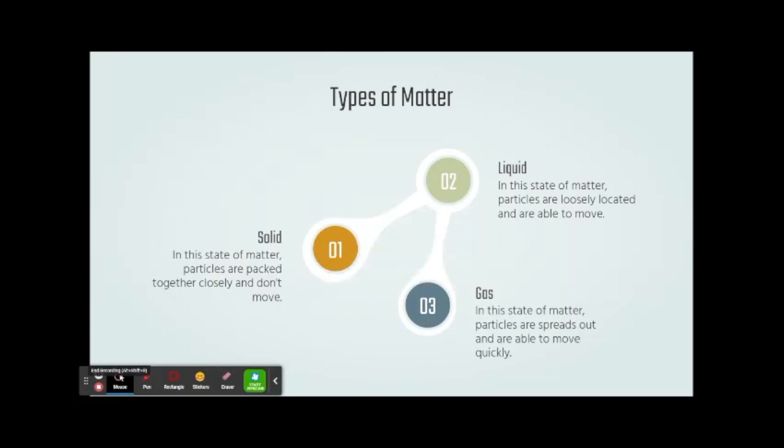In total, there are three types of matter: solid, liquid, and gas. In the solid state of matter, particles are packed closely and do not move. In the liquid state, particles are loosely located and are able to move. In the gas state of matter, particles are spread out and are able to move quickly.